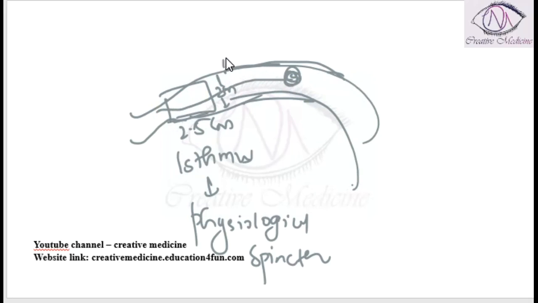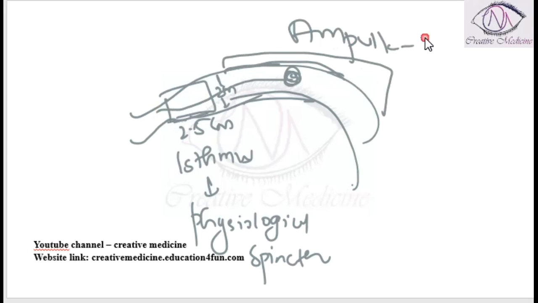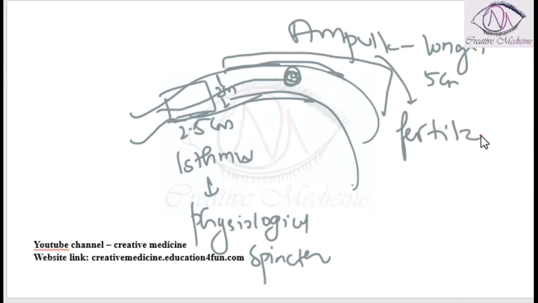Then the third part is ampulla. Ampulla is the widest and the longest part, which is 5 centimeters. Fertilization occurs in the ampulla. Ampulla has mucosal folds which are called plicae.